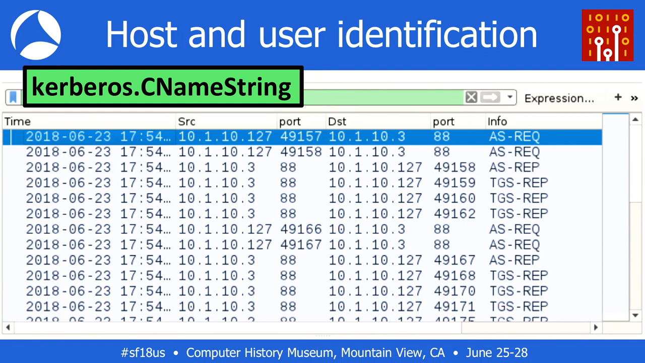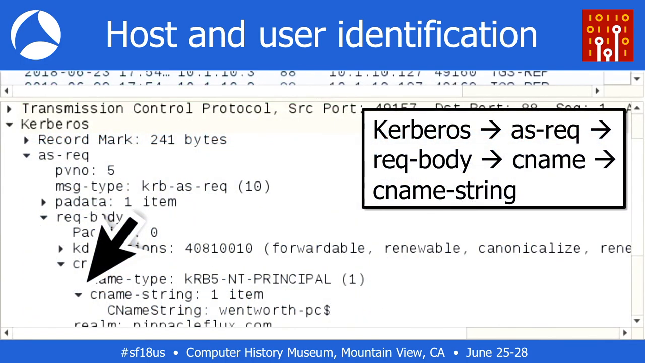You should see a lot of stuff going back and forth on TCP port 88, which is very much a Kerberos port. And you see a lot of values in the info column that are AS-REQ, AS-REP, TGS-REP, and so forth. By default, you should be on the first frame result in that column display. Stay on there. Go to the frame details section at the very bottom. Expand your way down through Kerberos, AS-REQ, REQ body, CNAME and CNameString.